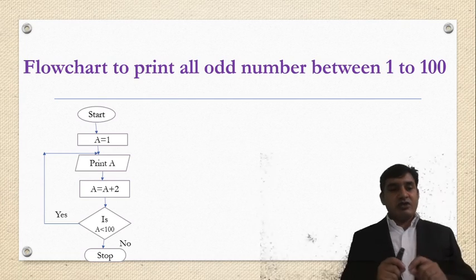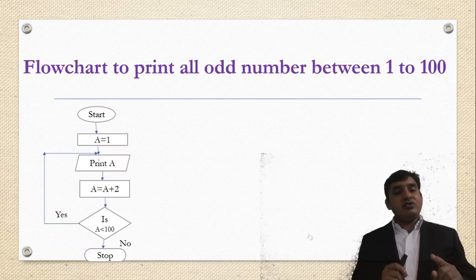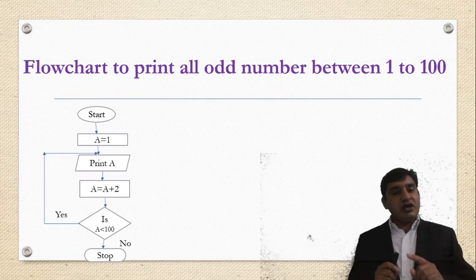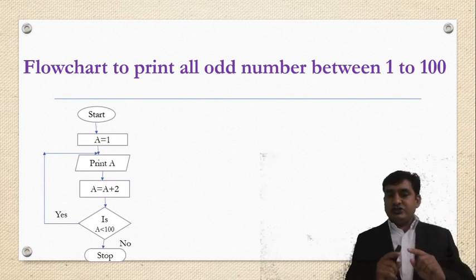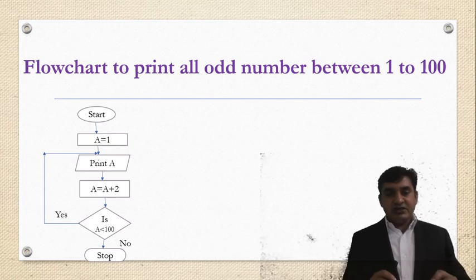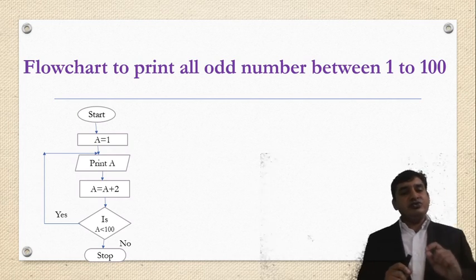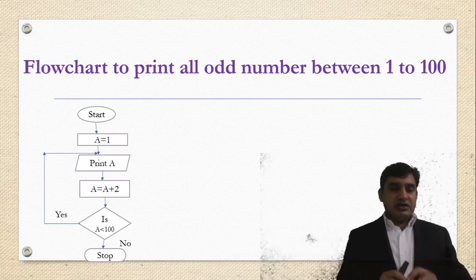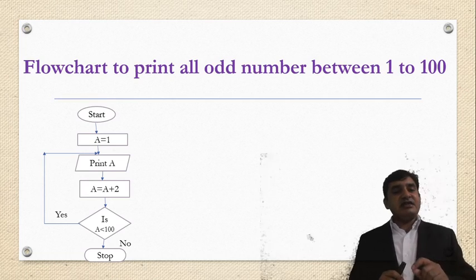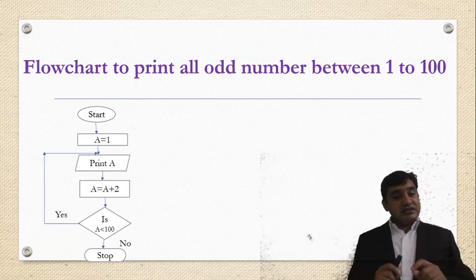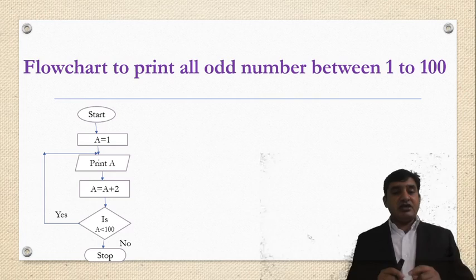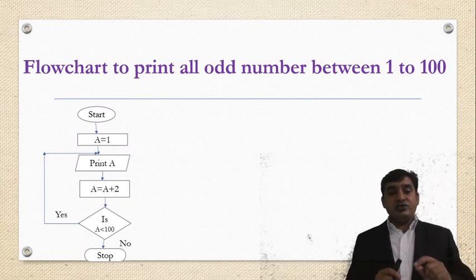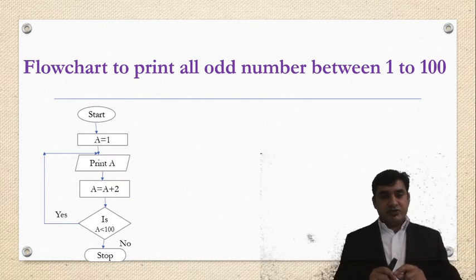Okay, A is equal to A plus 1, A plus 2. This is part of processing, and therefore we use rectangle. Is A less than 100? This is for decision making, and therefore we use diamond shape.